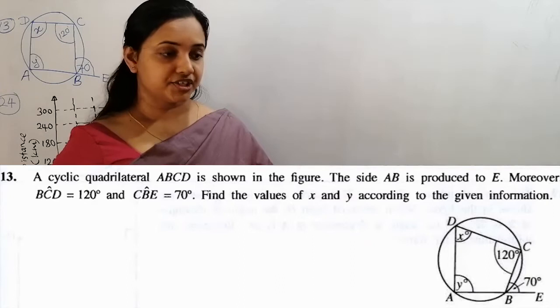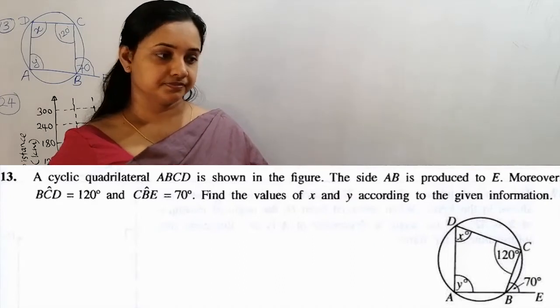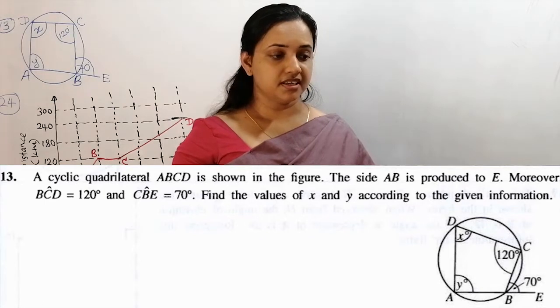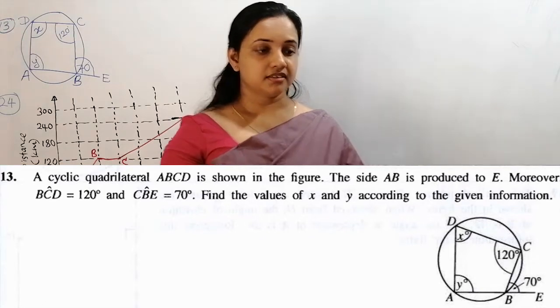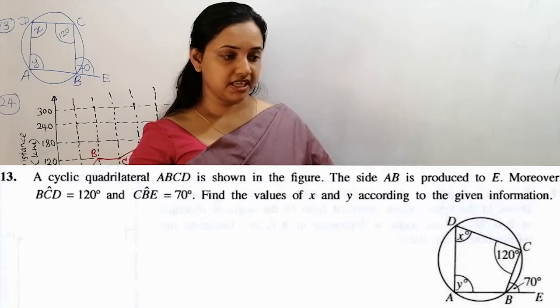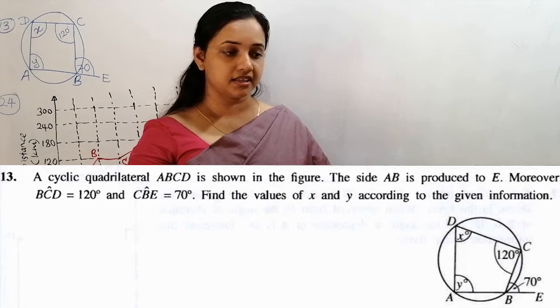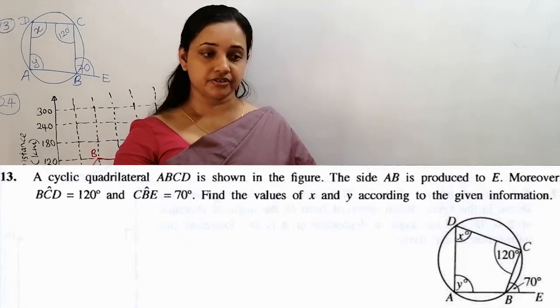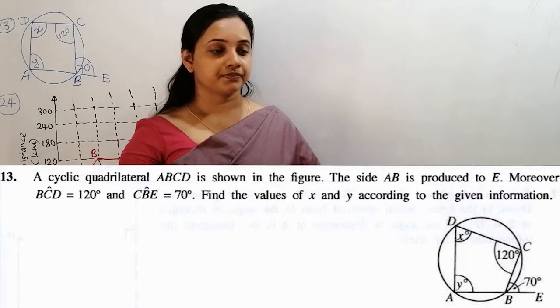Then look at question number 13. Cyclic quadrilateral ABCD is shown in the figure. The side AB is produced to E. Moreover, angle BCD is equal to 120 degrees and angle CBE is equal to 70 degrees. Find the value of x and y according to the given information.